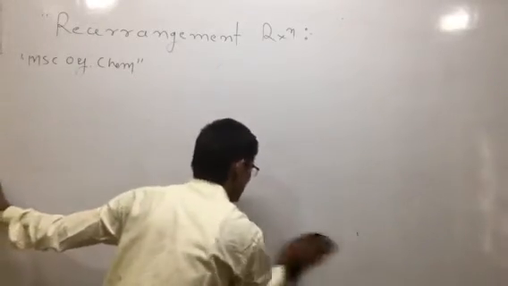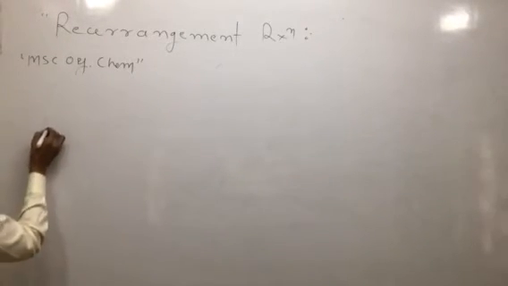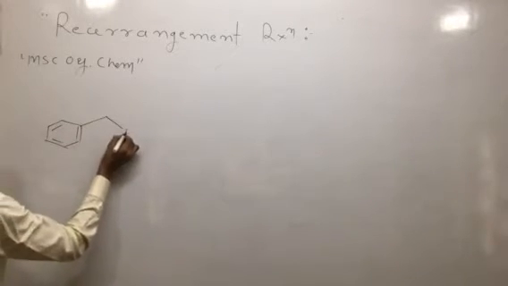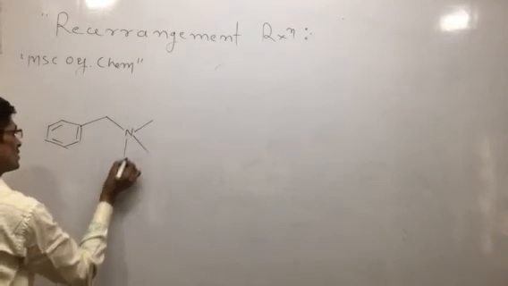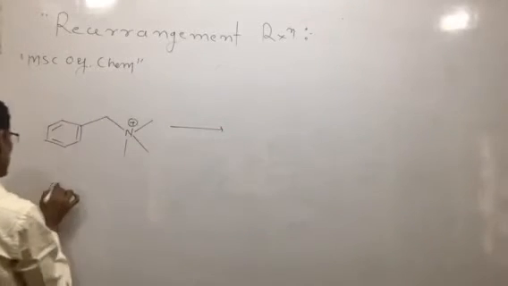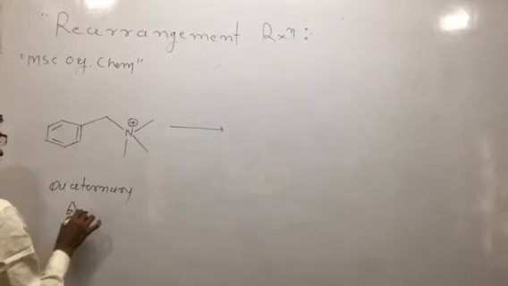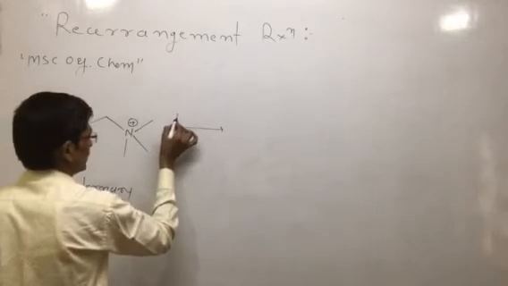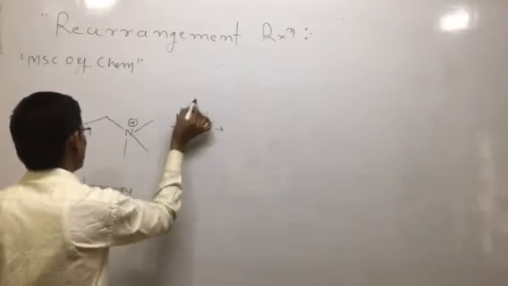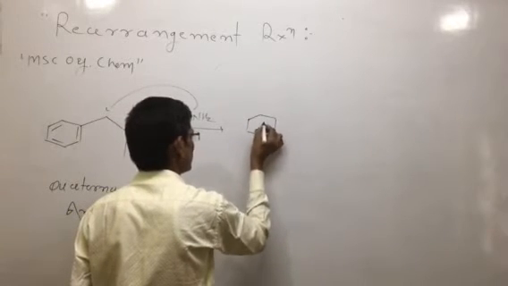Another type of rearrangement: if the starting reactant molecule is an aromatic compound with CH2, nitrogen, CH3, CH3, this is a quaternary salt, a quaternary amine. If it reacts with a base like KNH2 or sodamide NaNH2, what happens? It has a tendency to take a proton from the benzylic carbon atom, because the benzylic carbon atom is more active.